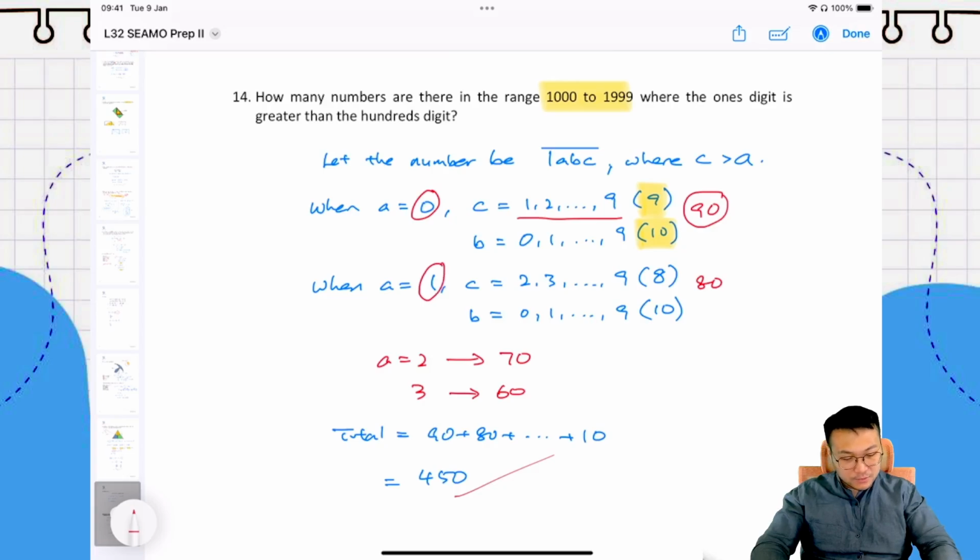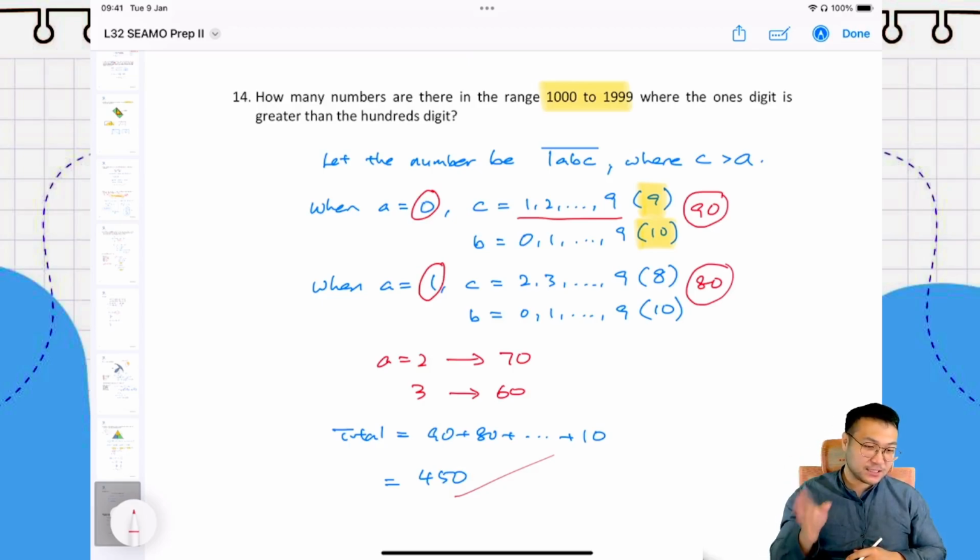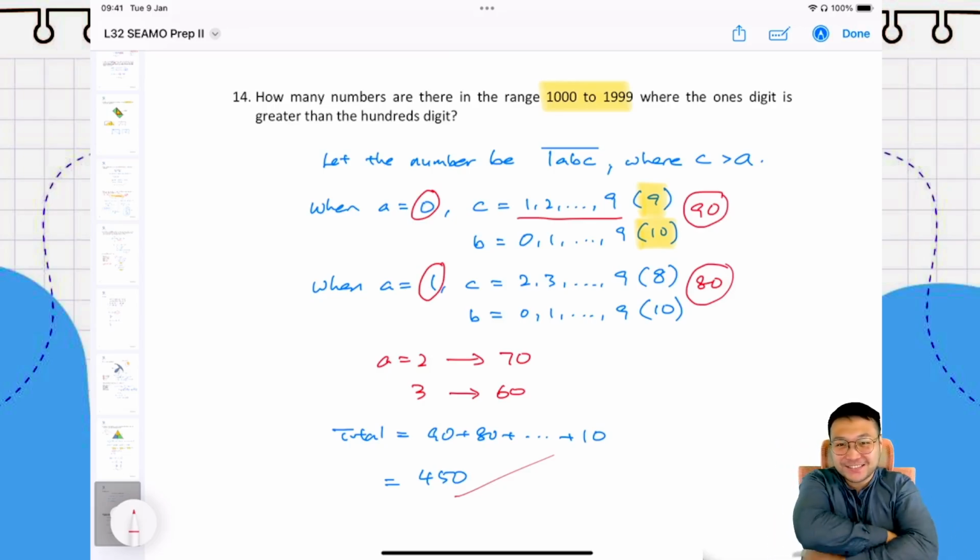When A equals 1, you realize you have 80. So can't you start to see the pattern? 90, 80, 70, 60, 50, 40, 30, 20, 10. Add everything together, and there you go. Okay, students?